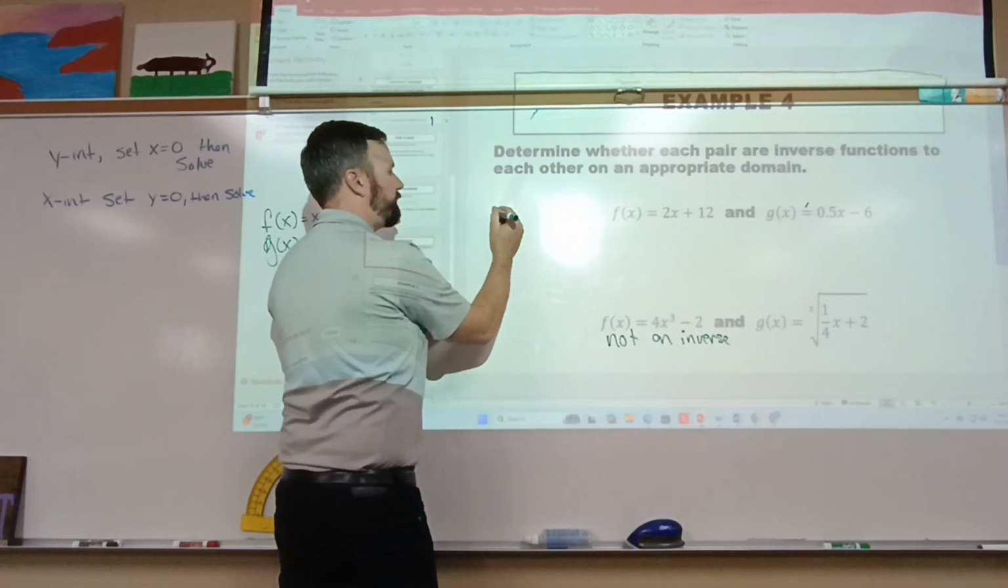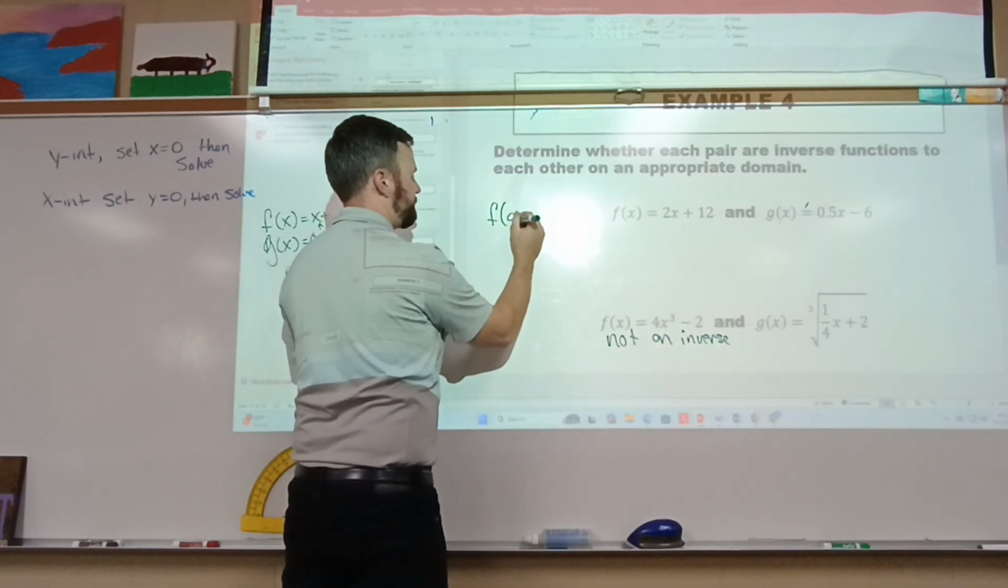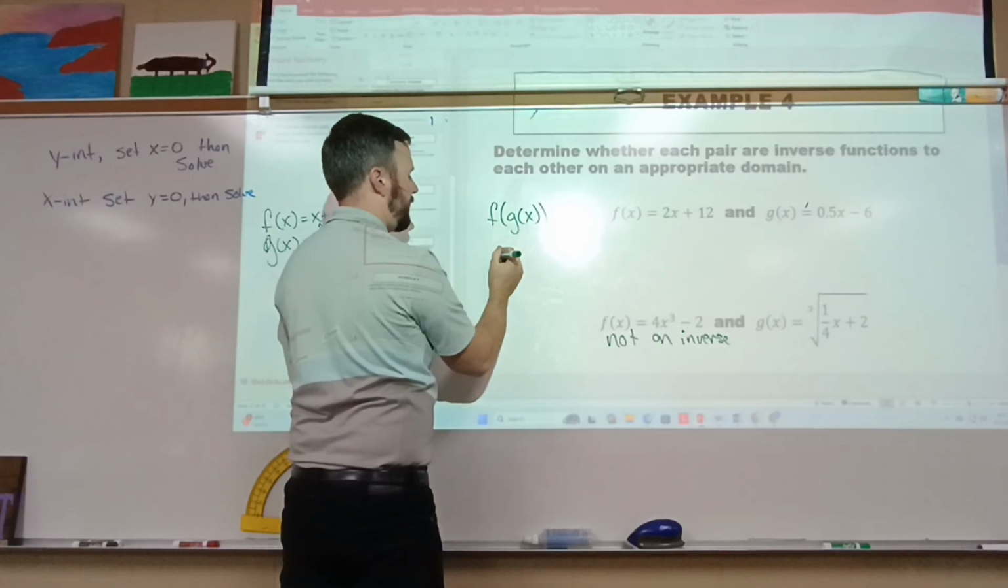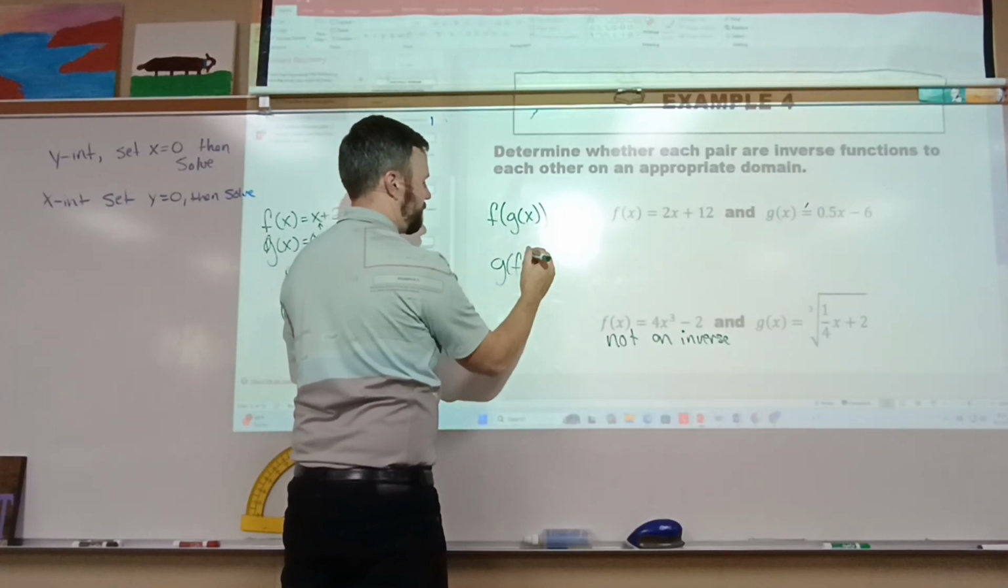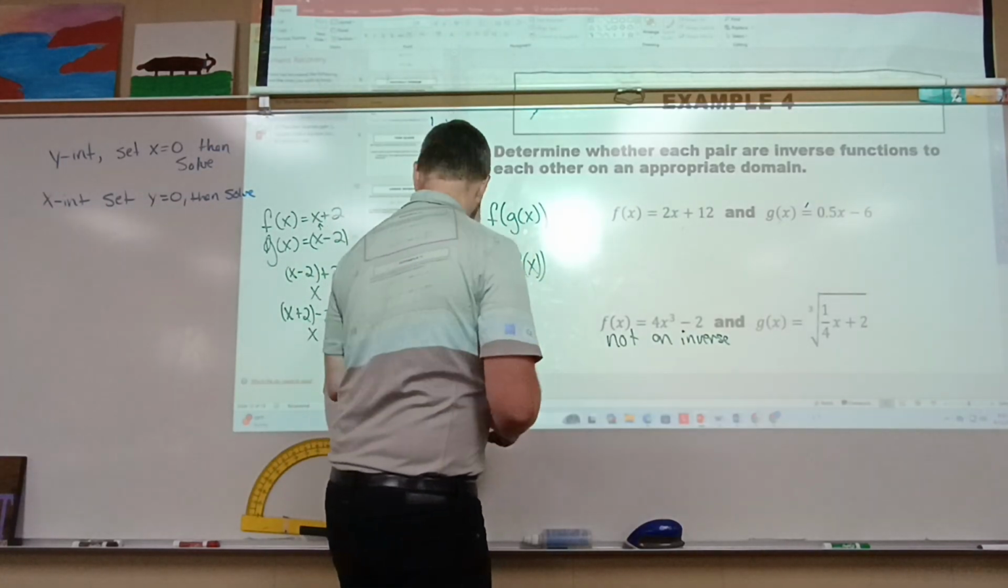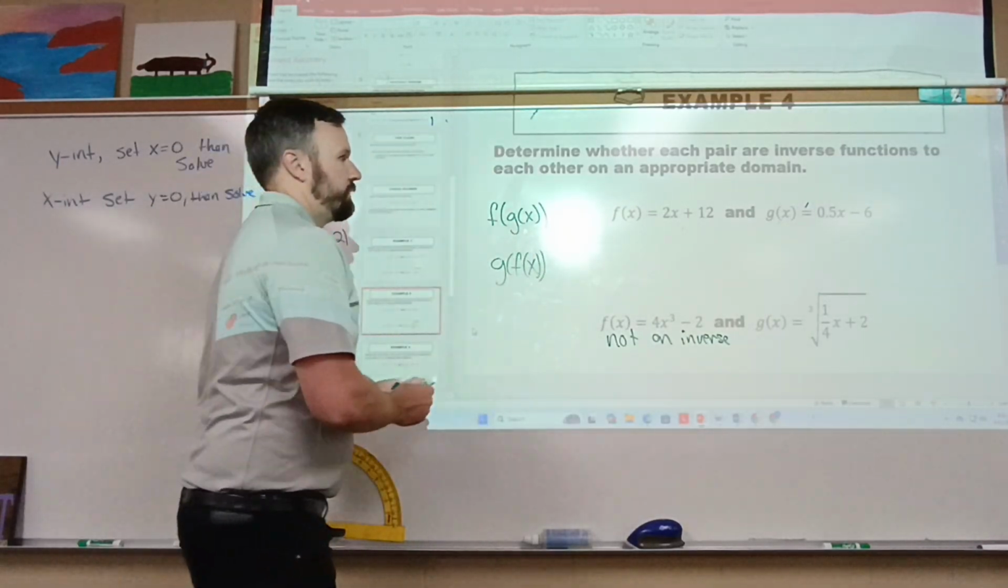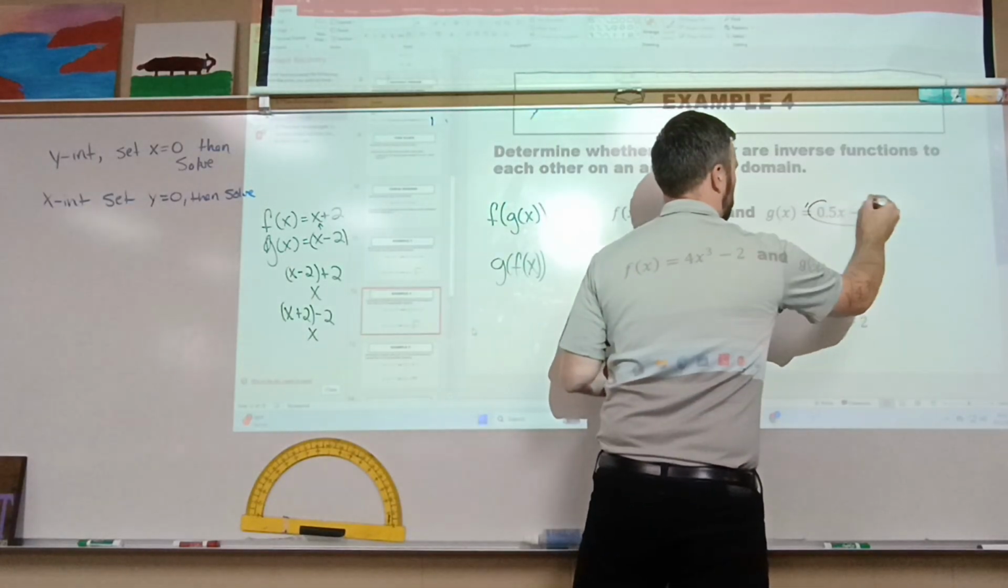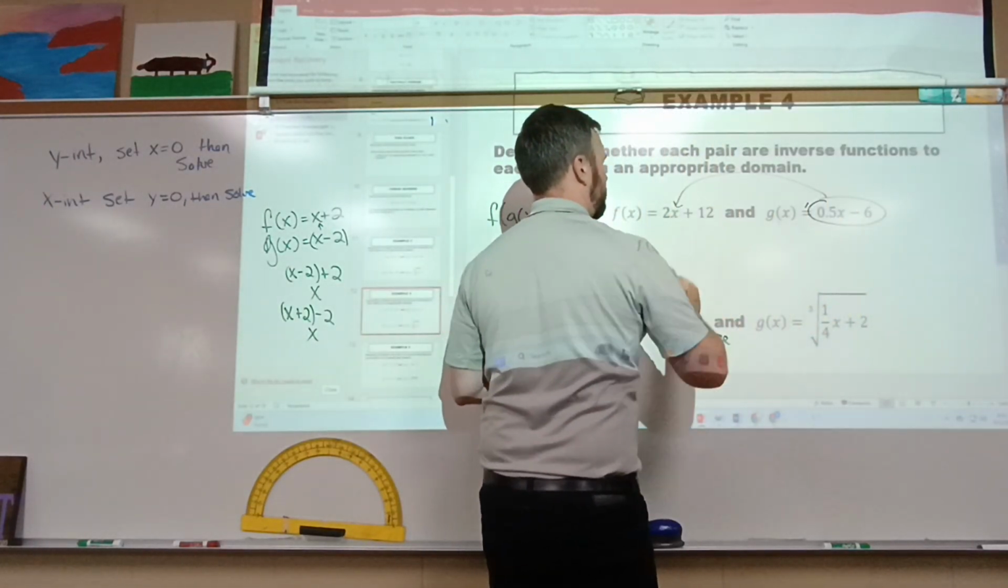So I have to do f of g of x, and I have to do g of f of x. You have to do both. I'm going to take this brown one and plug it in for x, right?